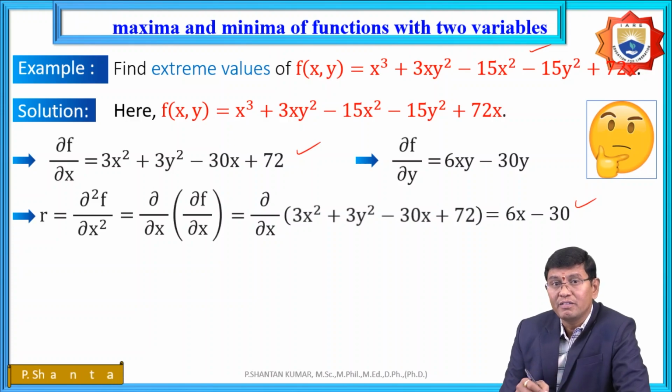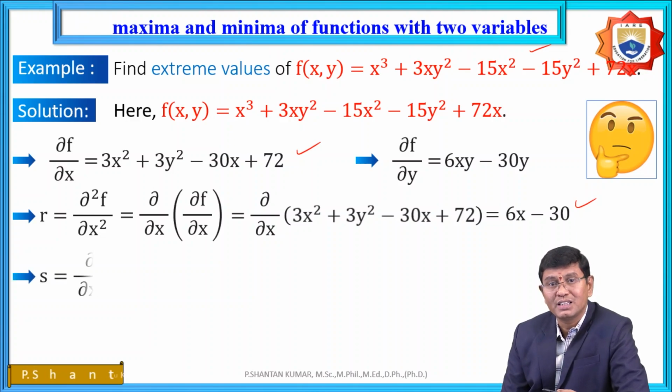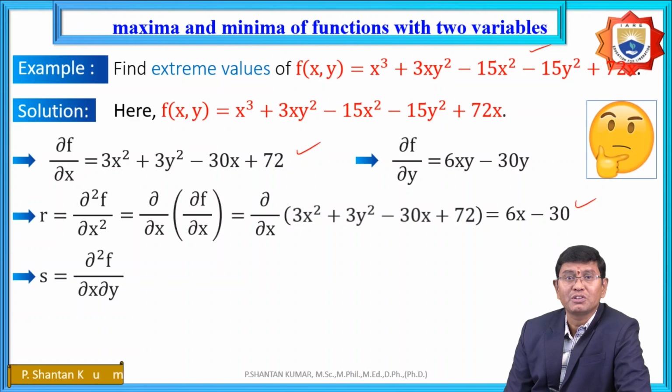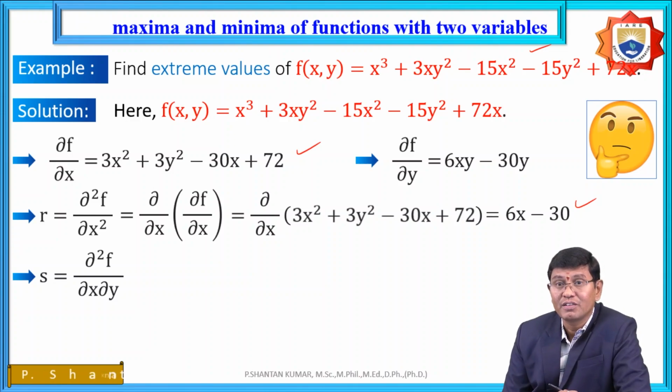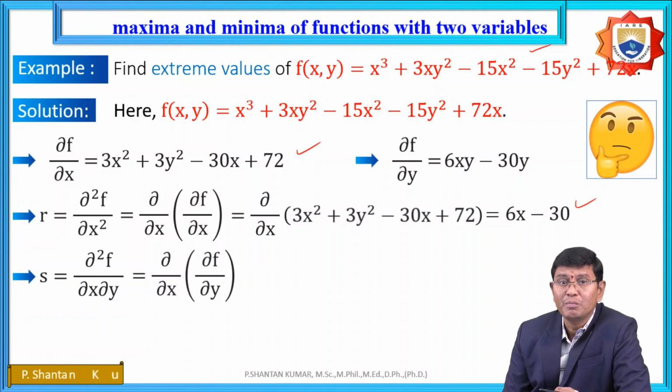Based upon that, we need to discuss the continuation to find the maxima and minima. Similarly, we need to find s, and s is nothing but ∂²z/∂x∂y. That means the second-order derivative: ∂/∂x of ∂z/∂y, that is, ∂/∂x of the ∂/∂y.